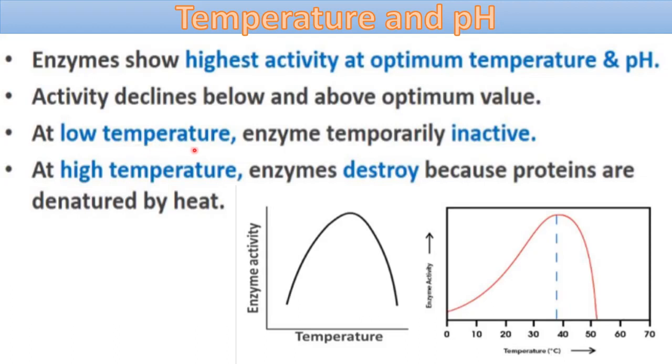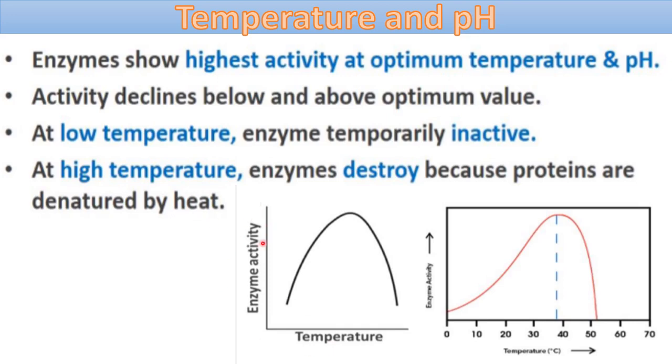So at low temperature, enzyme is temporarily inactive, but at high temperature enzymes are destroyed, because you know enzymes are made up of proteins, right? At high temperature these proteins get denatured. So proteins are denatured by heat. Denature means their structure will be destroyed, their bonds will be broken. And that's why we can say the enzyme will be destroyed and will not be able to perform any activity. So it happens at high temperature.